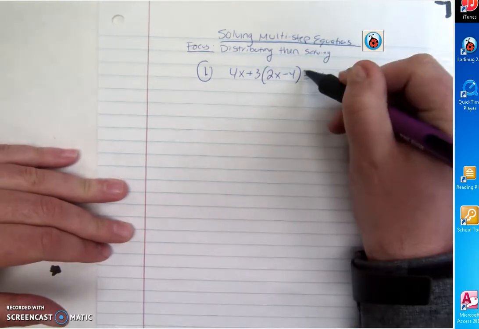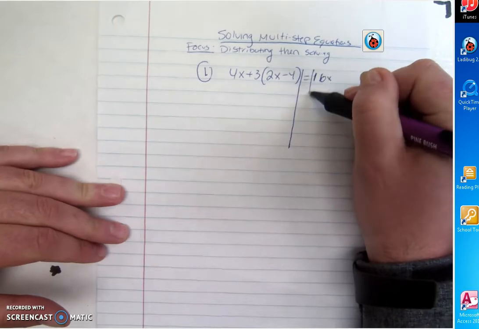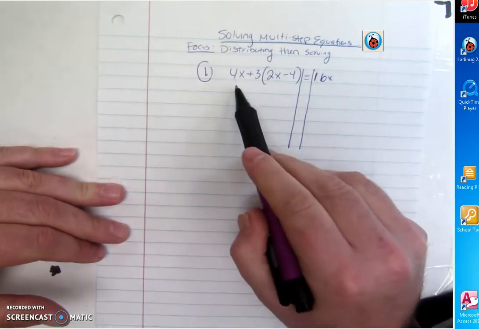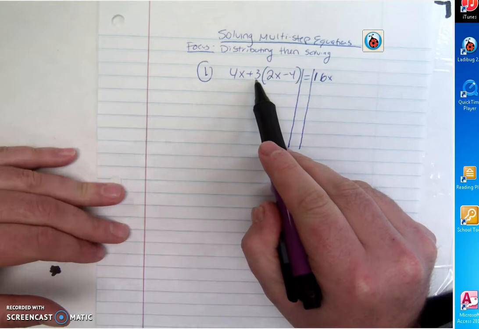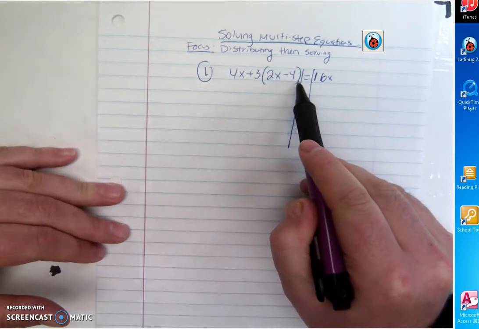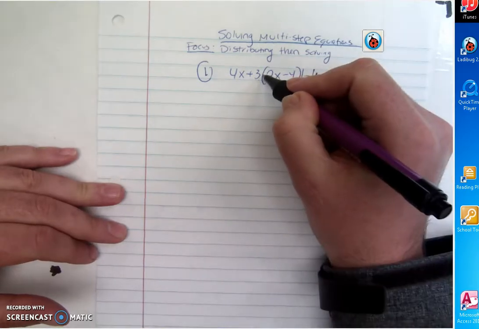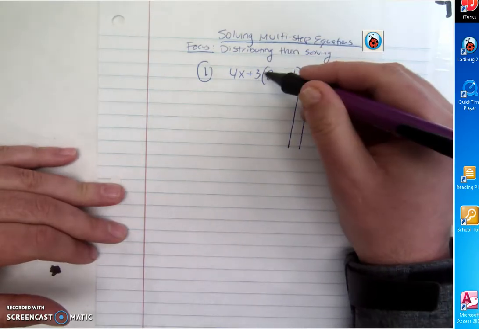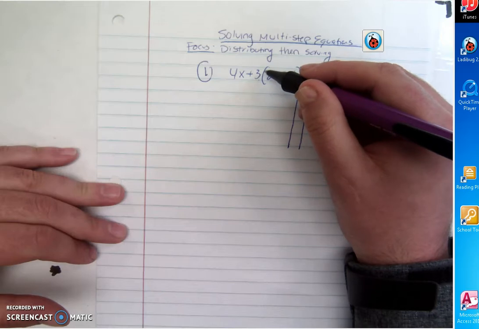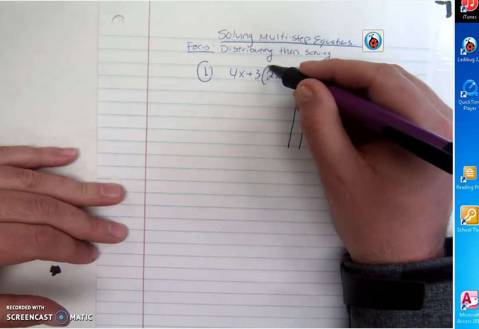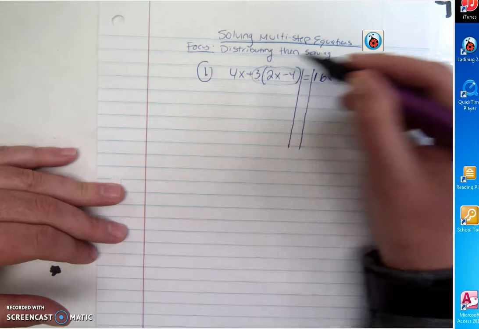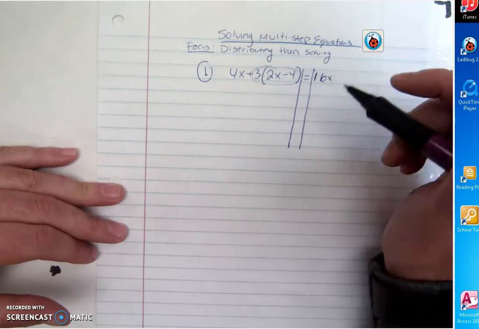Okay, so let me scan the problem after I draw my wall or barrier. Can I simplify anything here or combine or blend anything? No, but we do see an issue here. I have a number touching parentheses, and when this happens, I actually need to address this by performing something we learned in 6th grade called the distributive property.